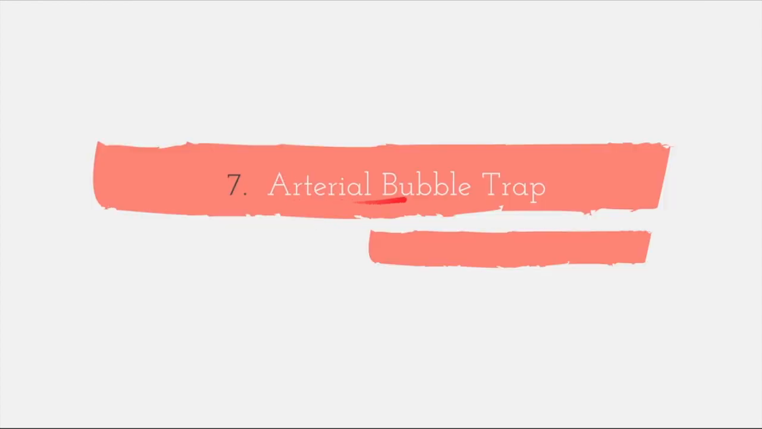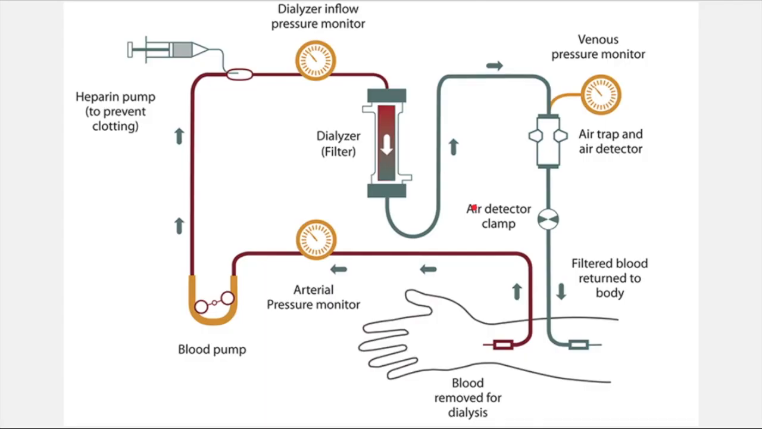Next is the arterial bubble trap. So the arterial bubble trap cannot be shown here, but it will be on this diagram, and it can be found around here, this area. So the arterial bubble trap is there to catch any air that is in the line to prevent any infiltration. So this is to prevent any air to go through the line, which could cause future complications.